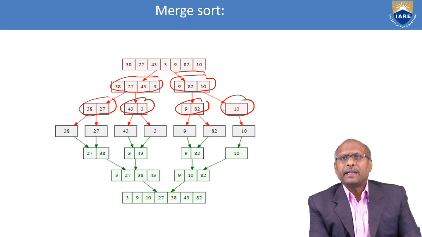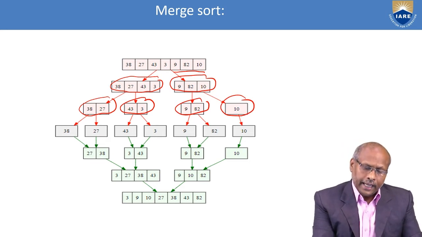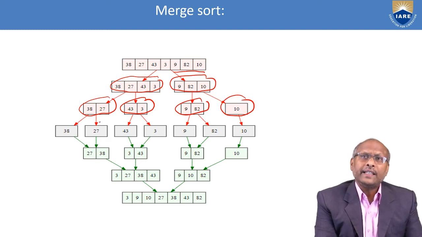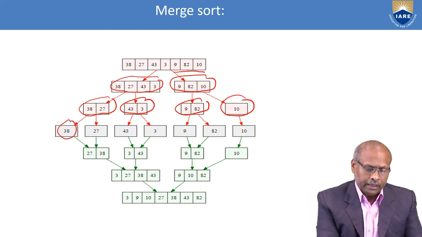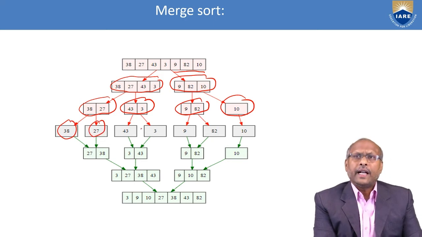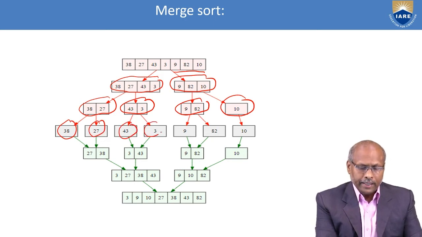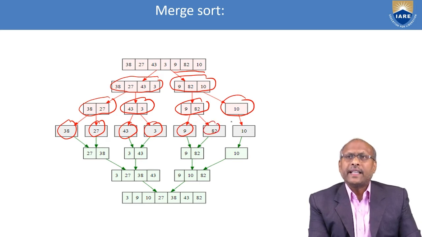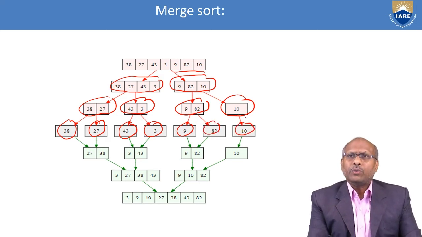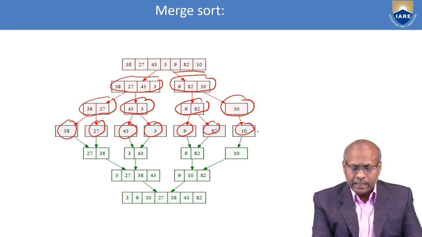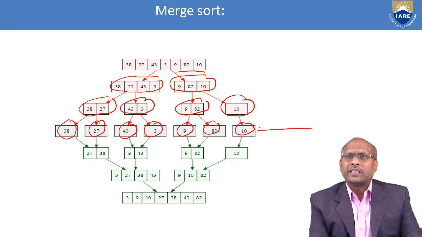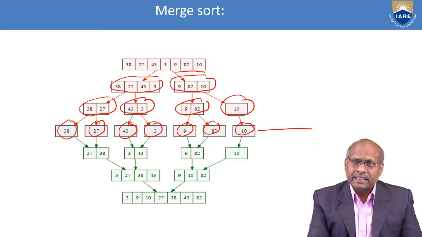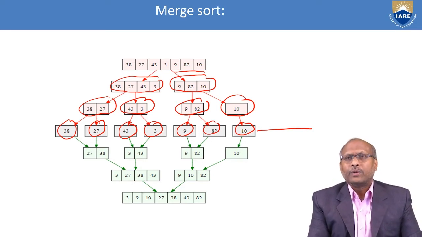So it keeps on dividing. How long will it divide? Until the element becomes a single one. Now 38 and 27 have two elements, so it will divide again into 38 and 27. It keeps on dividing until it reaches a single value. Now 9 and 82, it will divide again into two parts, 9 and 82, and the 10 is a single one, so it stays as it is. Now when you reach this level, all elements are single. Whenever the single-element stage is reached, that time it will do merging. While merging, it will merge in order.